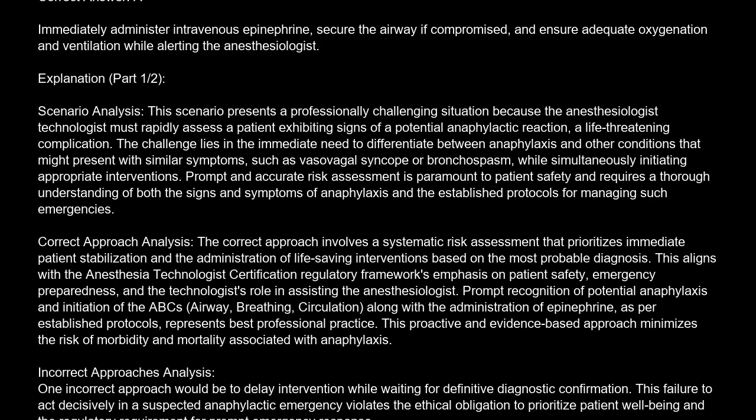The correct answer is A. Immediately administer intravenous epinephrine, secure the airway if compromised, and ensure adequate oxygenation and ventilation while alerting the anesthesiologist.